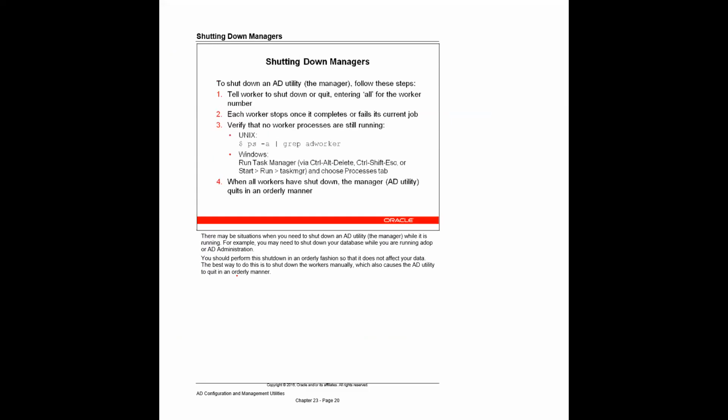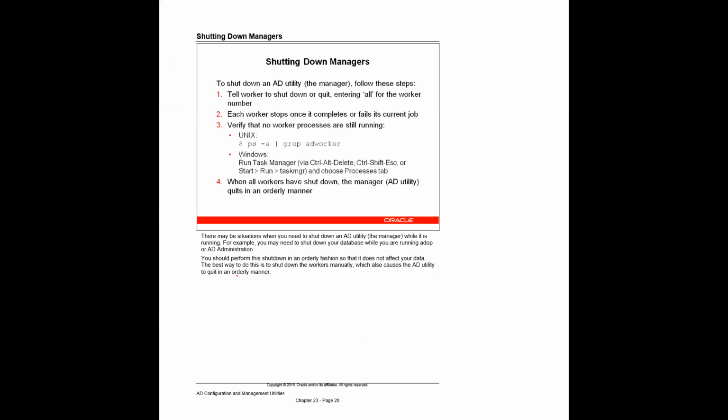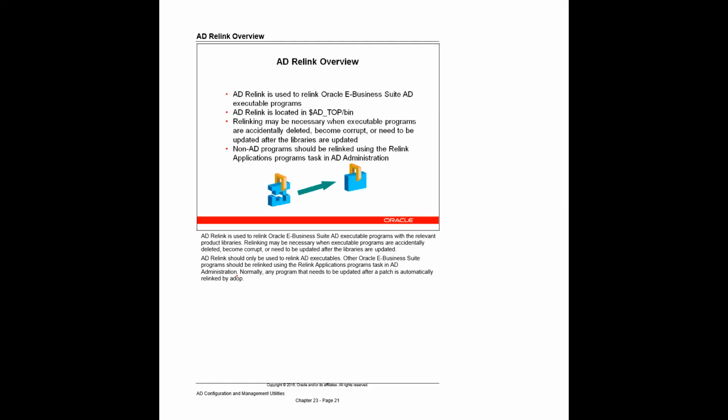Right, machine crash, shutting down managers. If you want to shut down the managers, that is workers management, and how you work on this. Then AD relink. As I told you, relinking is of two types. One is application programs relinking, and also there are some AD admin. Sometimes you have to relink. AD admin is corrupted. AD OP is corrupted. Then how do you do that?